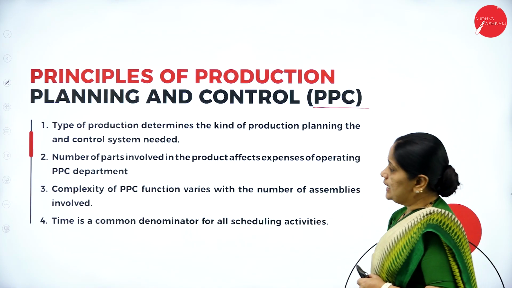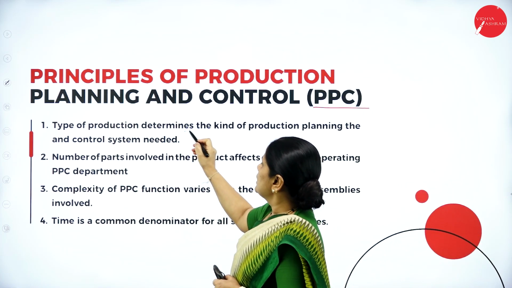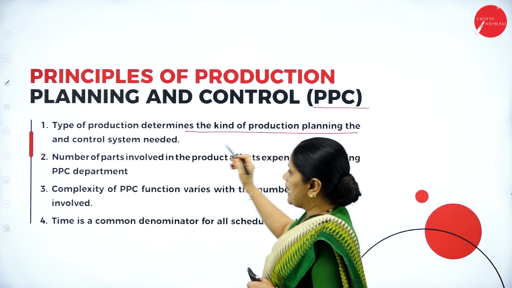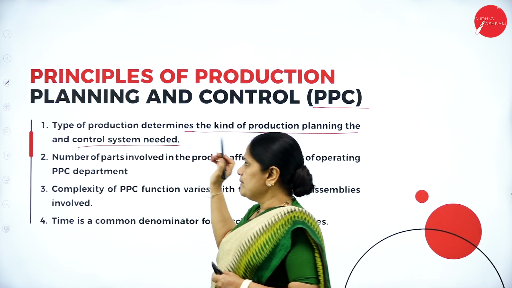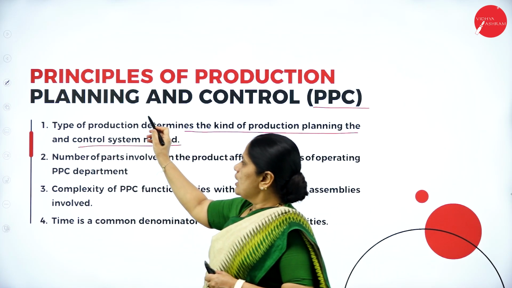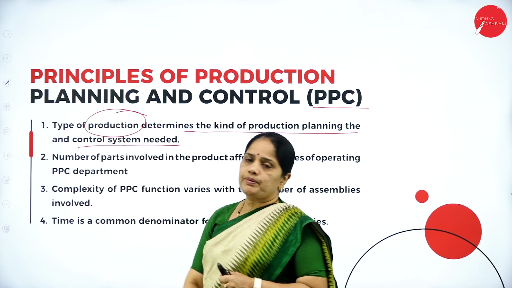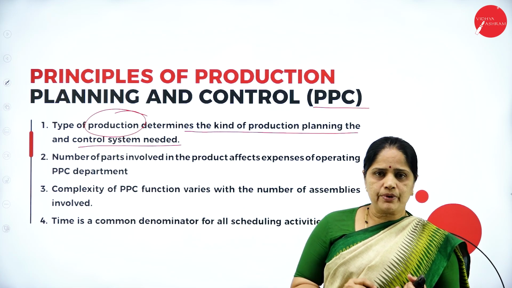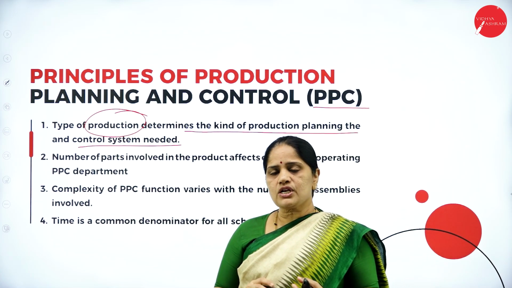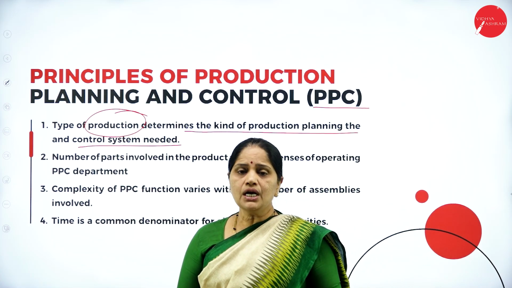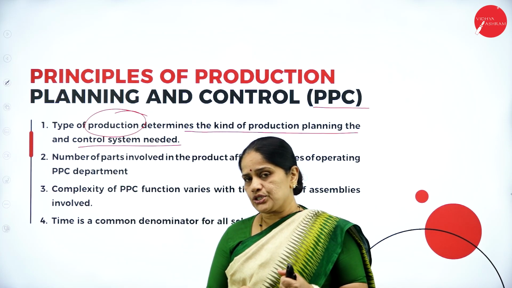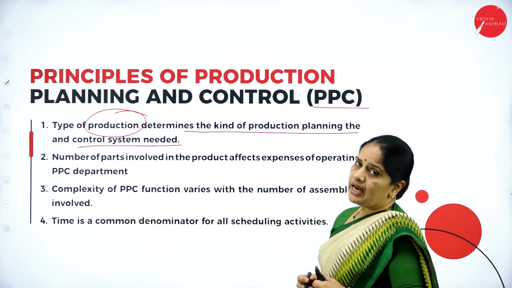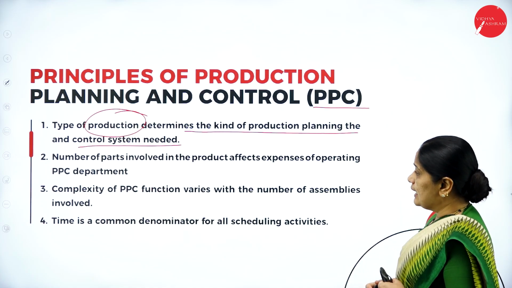Next, let us see what are the principles of production planning and control, or in short, we call it the PPC. The type of production determines the kind of production planning and control system needed. Now, it is all based on the type of production. What kind of production you are doing, whether it is batch production, mass production, continuous production, job order production. So, we have different types of production. Based on that, we have our production planning and control.